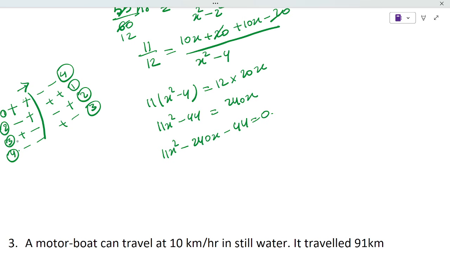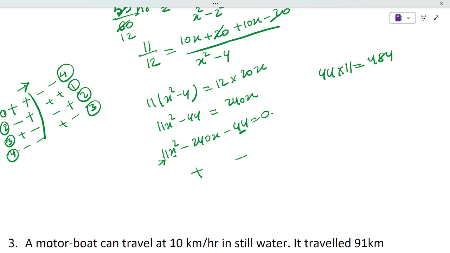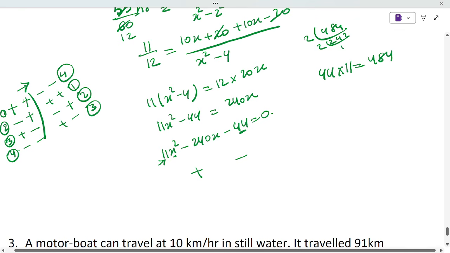So we have minus minus, so that means plus minus. The constant number we have is 44, and the coefficient of x squared is 11 as a. So multiply 44 into 11, constant number into the coefficient of x squared. So this will give us 484. So the LCM of 484, if you solve it: 2, 2, 11, 11. So we're getting the LCM as 2 into 2 into 11 into 11.